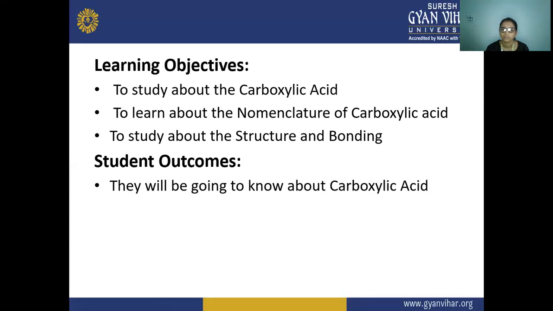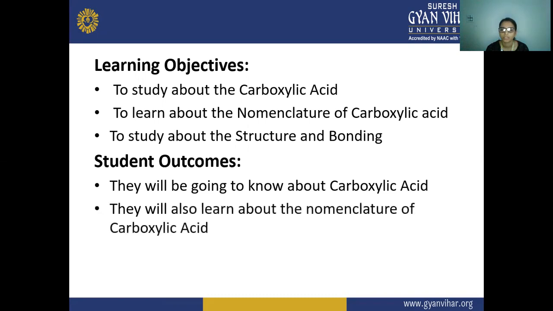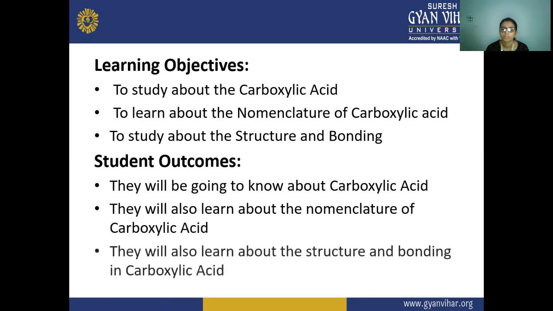And the student outcome: we are going to know what a carboxylic acid is, how many types of carboxylic acid there are, what the structure and the molecular formula of this carboxylic acid are, and how we can name it according to the common system and according to the IUPAC system. We are also going to study the structure of this carboxylic acid and the bonding in it. So these are the learning objectives and the student outcomes which we are going to study today.